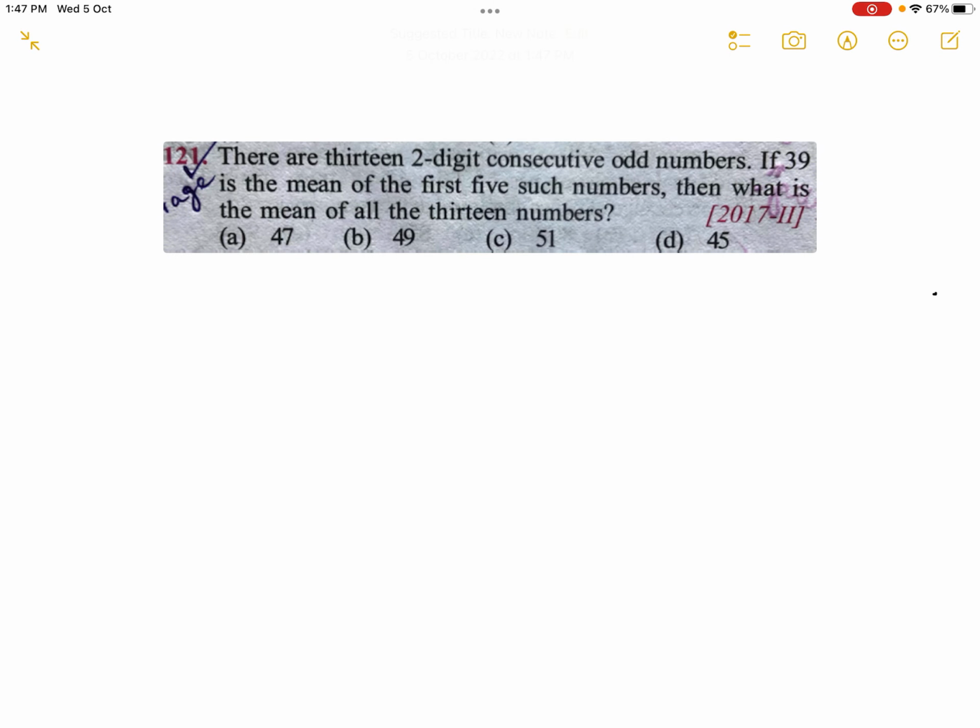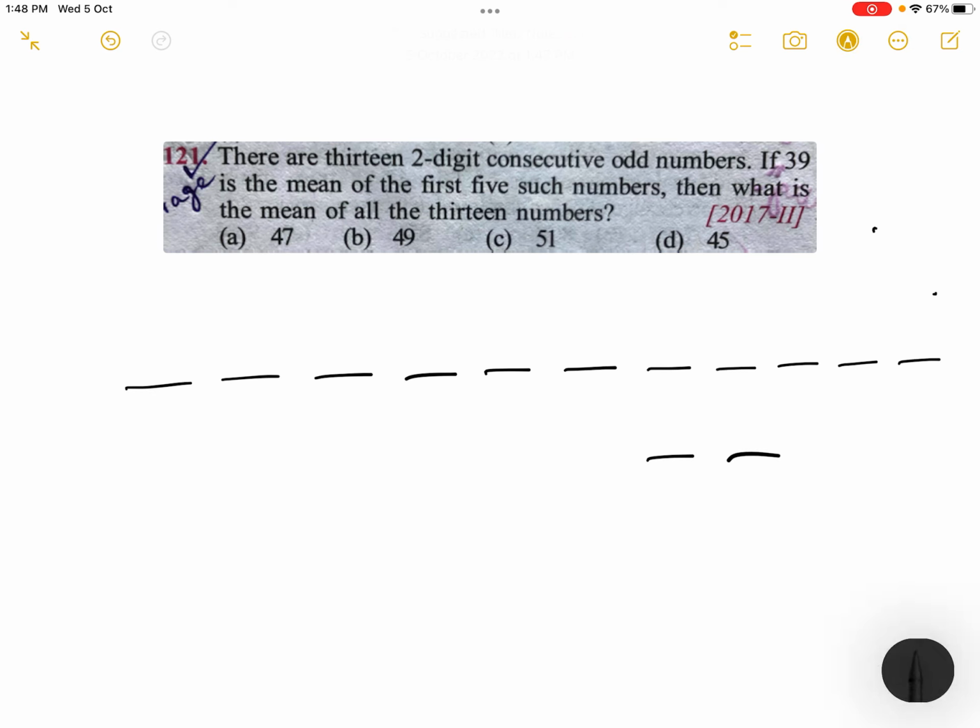There are 13 two-digit consecutive odd numbers. If 39 is the mean of the first five, what is the mean of all the 13 numbers? 1 2 3 4 5 6 7 8 9 10 11 12 13. We know that mean is the middle value, so I'm going to take the middle value here. It is also given that 39 is the mean of the first five, 1 2 3 4 5. So this middle value would be 39, and it is given clearly that these are two-digit consecutive odd numbers.